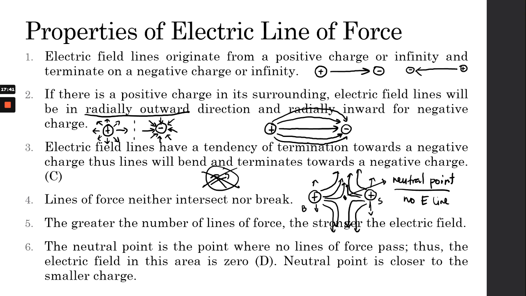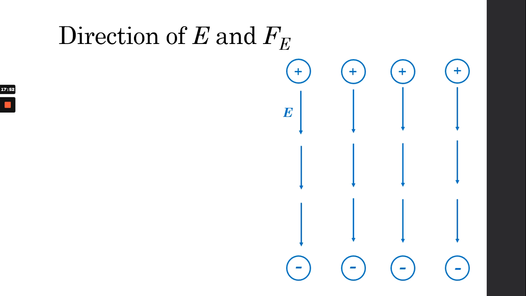Now let's continue our discussion with electric field. Let's understand more about the relationship of the electric force and the electric field. So if I have a situation going on right here, with some positive charges on top and negative charges on the bottom, we know that the direction of the electric field would be going downwards because they always start at the positive and will always terminate at the negative.